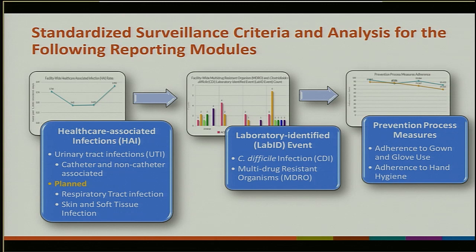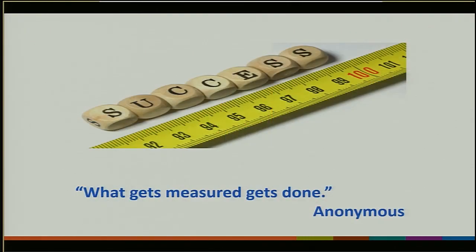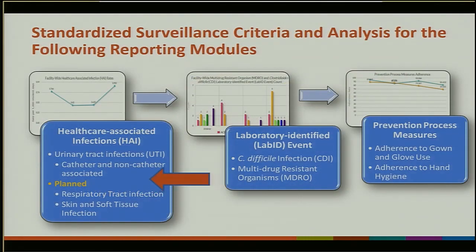By now, you all should be familiar with this slide. We have 3 modules within the NHSN component, and today we're going to focus on the healthcare-associated infection module. And right now, this module does include urinary tract infections, and that is both catheter-associated and non-catheter-associated. As I said yesterday, we are knee-deep, or actually thigh-deep, in this respiratory tract infection module. And so we're hoping in the next 2 years at the most, we're going to have this live.